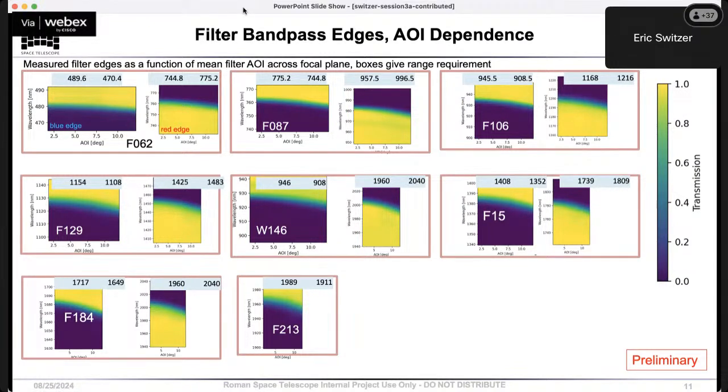Okay, thank you. So this summarizes the filter edges, blue and red for each of the filters. The vertical axis is the wavelength, so you can see the edge, and the horizontal axis is the angle of incidence, roughly the position in the field. You can see that each of the edges blue shift as you go across to the outer edge. The numbers on the top show the requirement range for the wavelengths, and each of the filters land easily within those requirements.